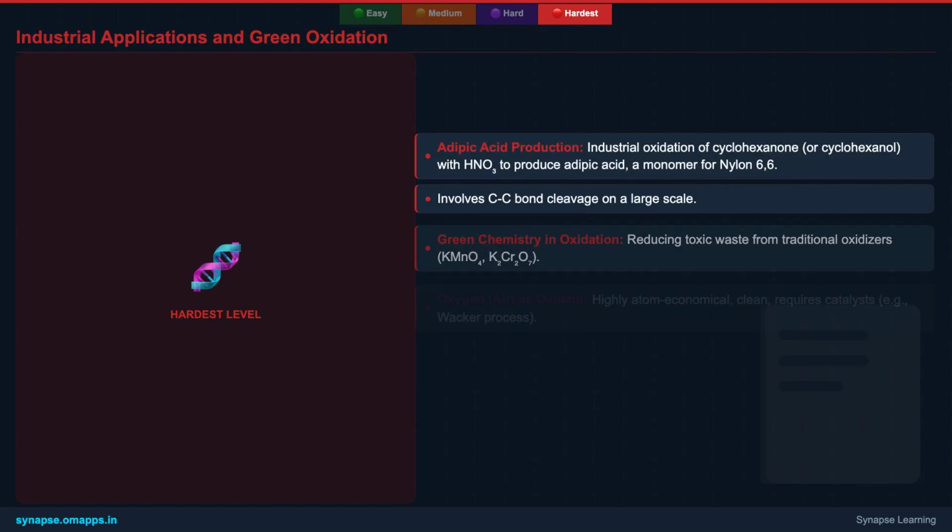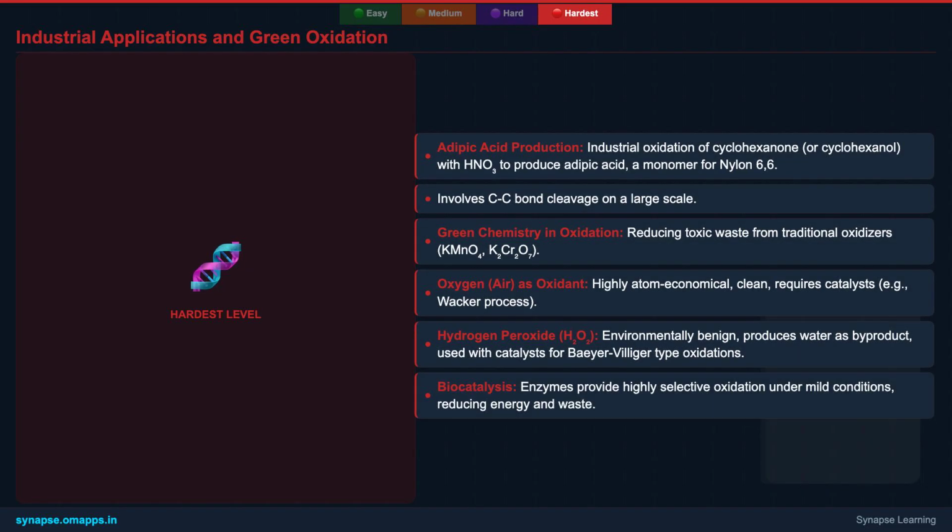Oxidation chemistry extends far beyond the lab bench, playing a crucial role in industrial processes. A prime example is the large-scale production of adipic acid, a key monomer for nylon 6,6. This is achieved through the nitric acid oxidation of cyclohexanone, a reaction that involves the critical cleavage of carbon-carbon bonds.